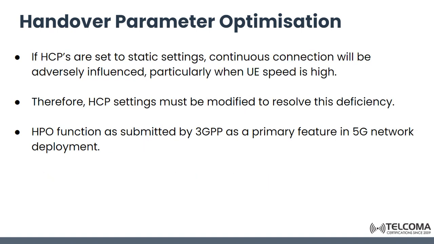If the handover control parameters are set to static values, continuous connection will be adversely influenced, particularly when the user equipment speed is very high. Therefore, these settings must be modified to resolve this deficiency. The handover parameter optimization function, as submitted by the 3GPP, acts as a primary feature in 5G network deployment.